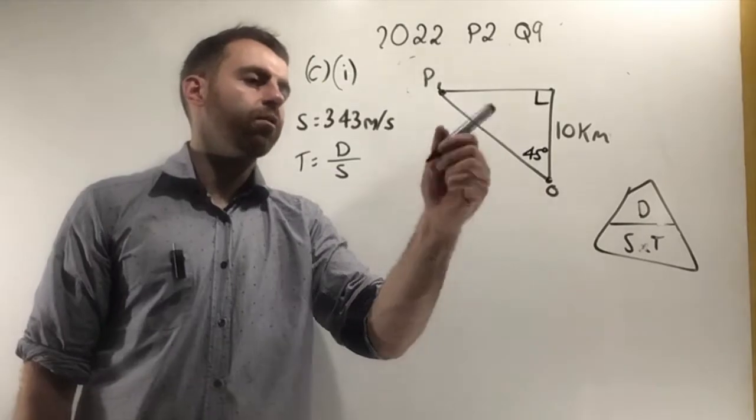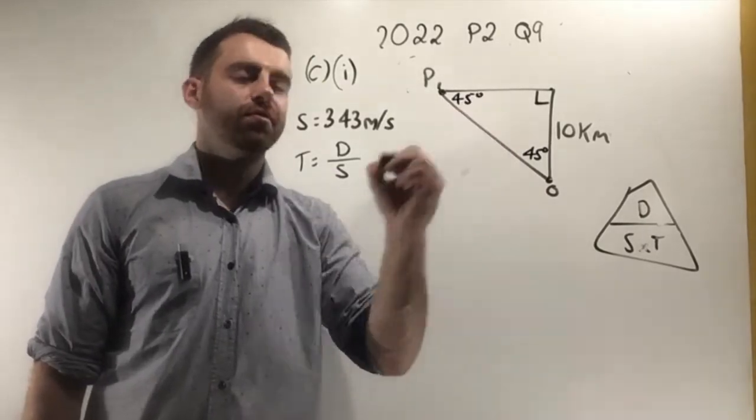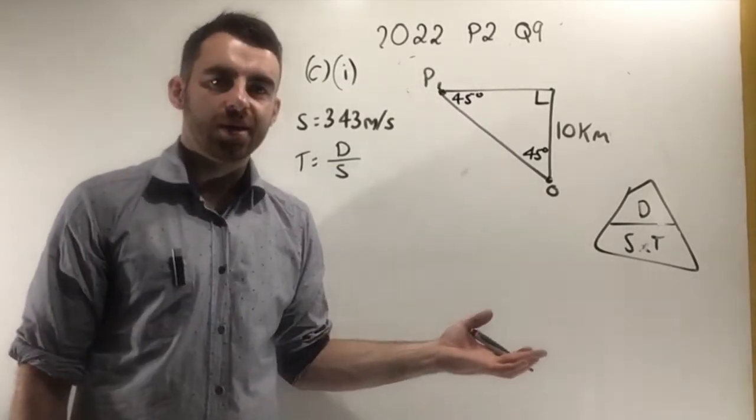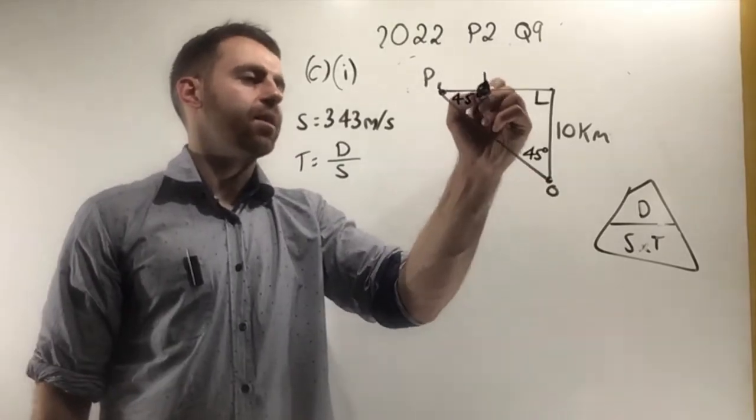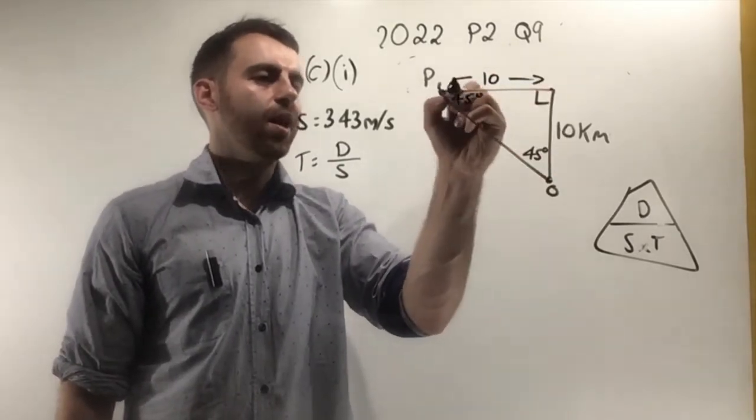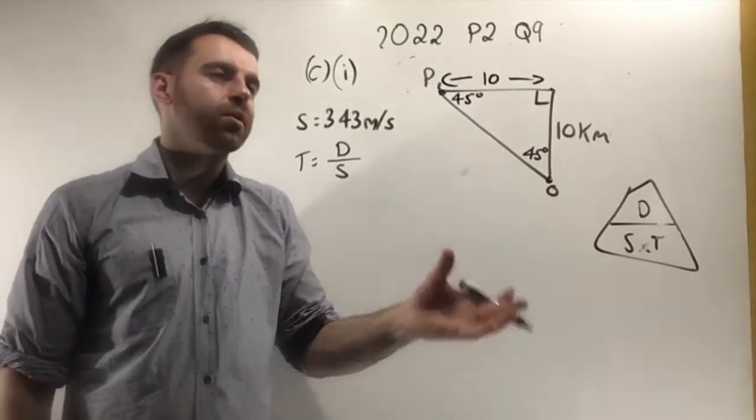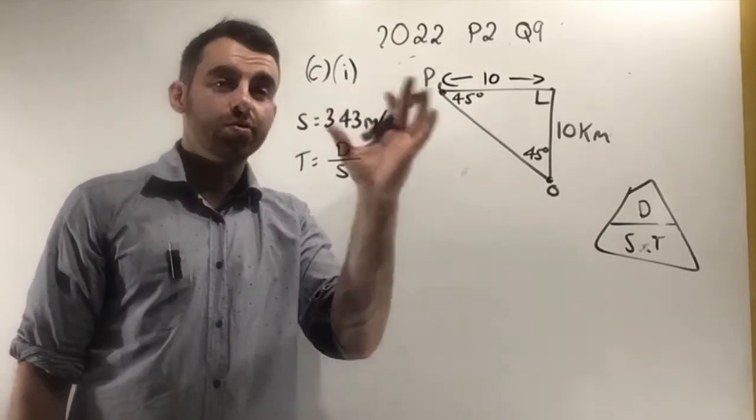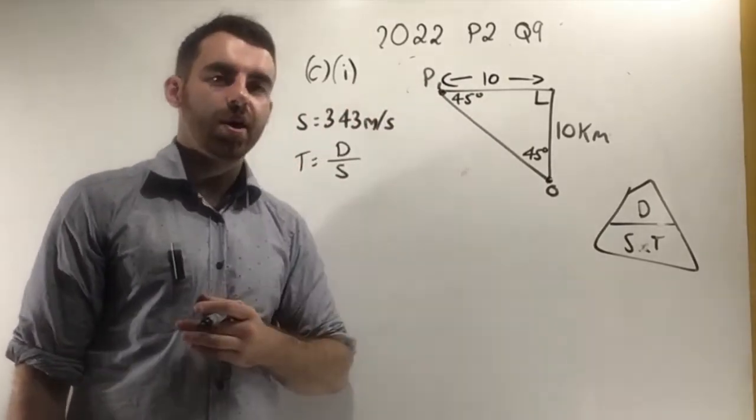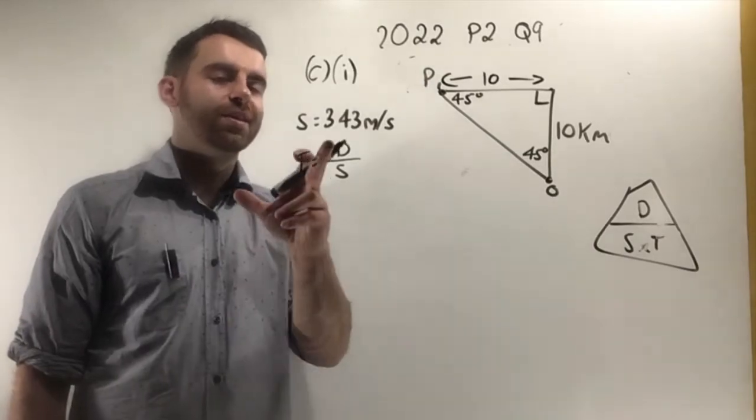So obviously the other angle in the triangle is also 45 degrees. It must be an isosceles triangle. If that distance is 10, then that distance is 10 as well. To be honest, you don't even need to use that for this part of the question, but it's useful to just know that heading in straight away. The one thing I need to find is the distance.